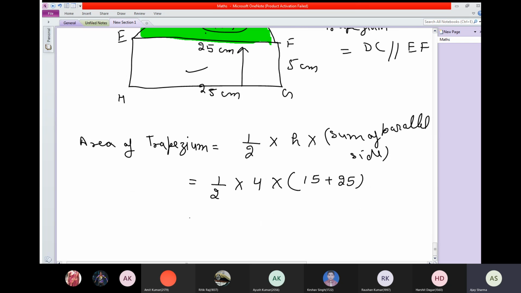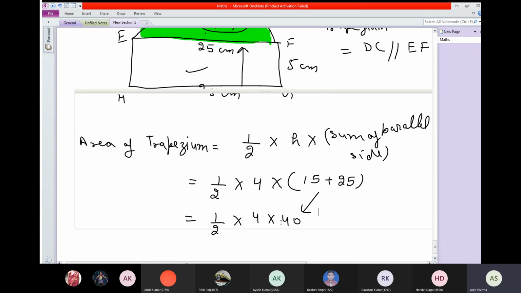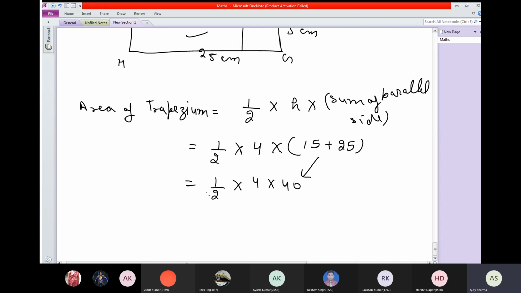Now you only have to solve it. 1 by 2 multiplied by 4, the 2 will cancel out. Multiply by 40, 15 plus 25 equals 40. 2 into 1 is 2, 2 into 2 is 4. It will be 2 into 40, that will be equal to 80.